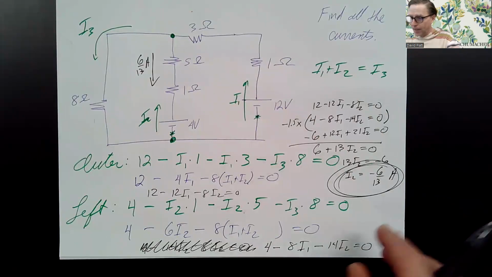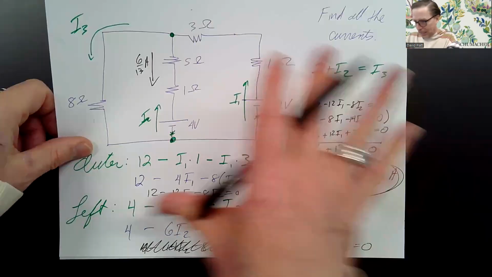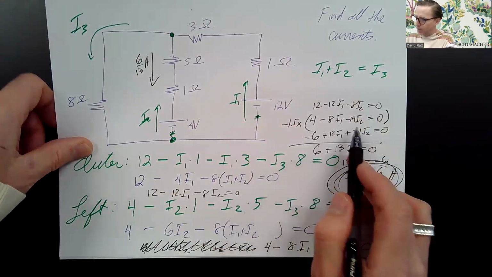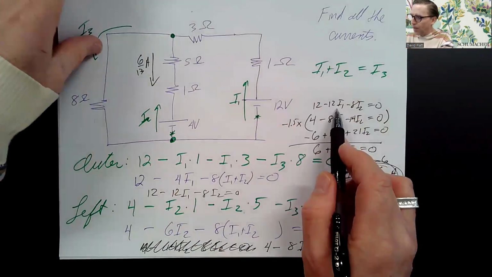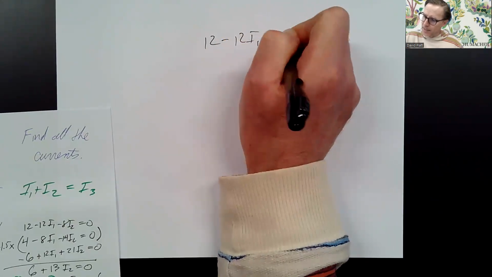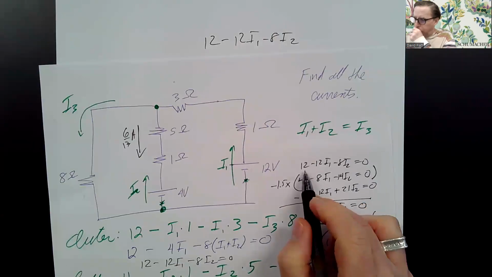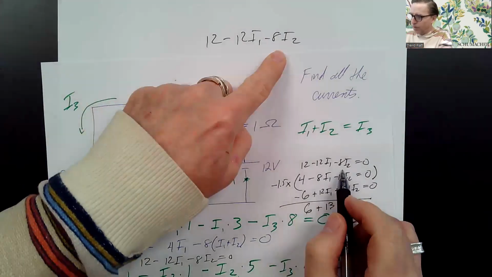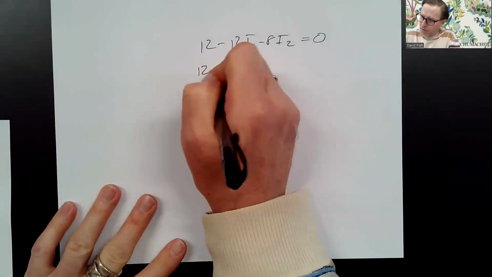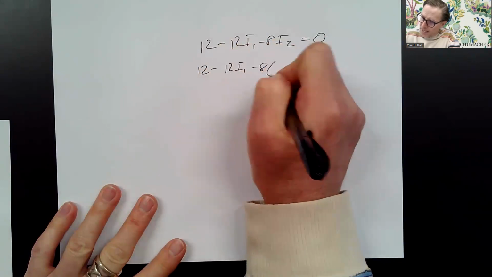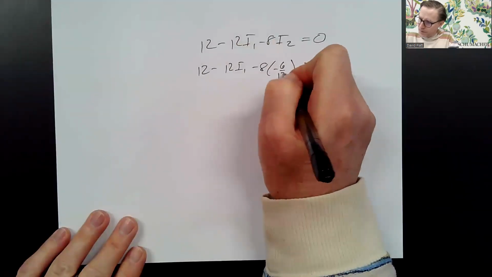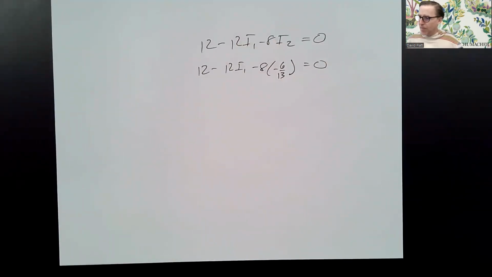So let's do that really bigly. I want to show it so that I can actually see the work. Everything's getting a little small here. 12 minus 12I1 minus 8I2 equals 0. And I2 is negative 6/13. Goodness gracious. Not a very pretty number, but that's okay.